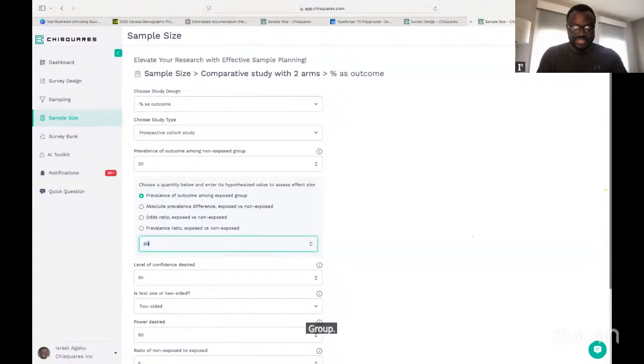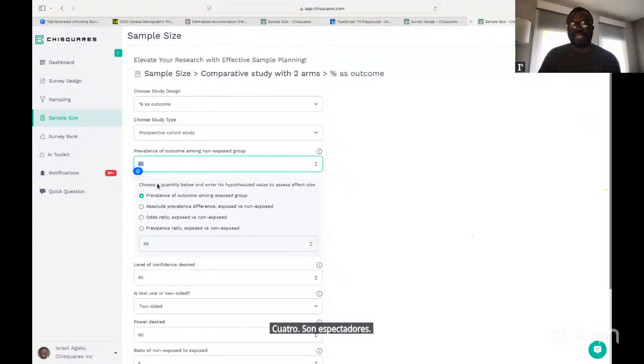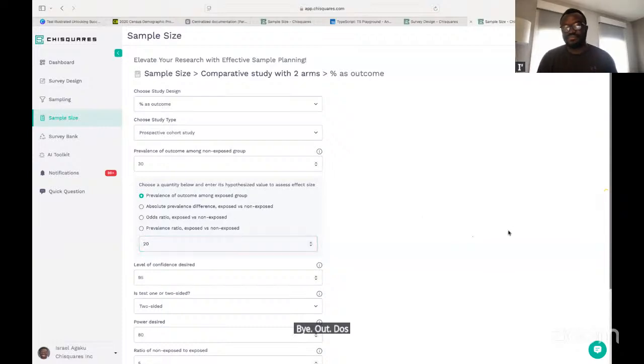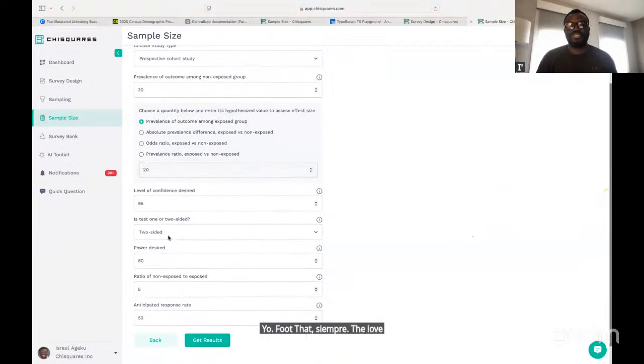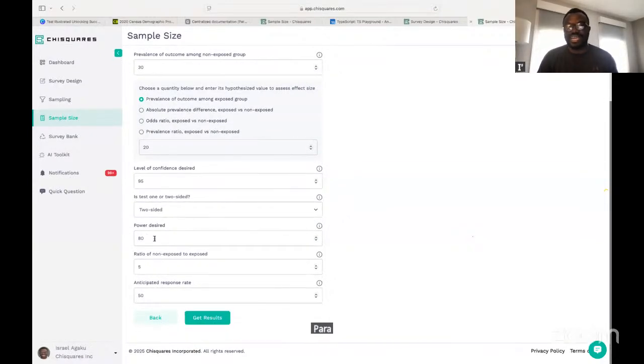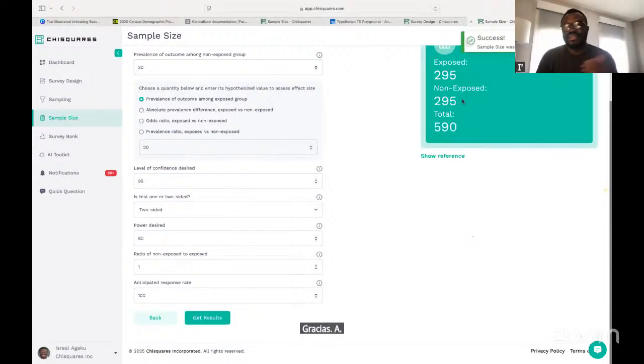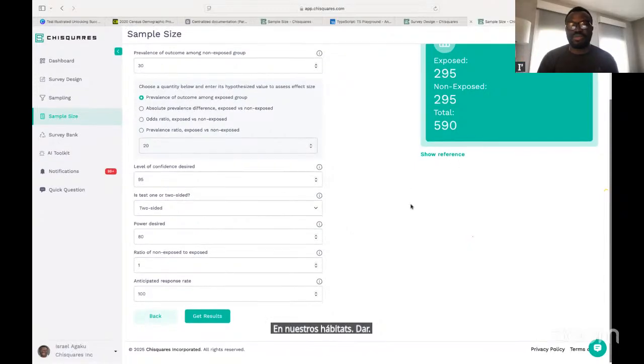Let's say it's like 30%. So you're trying to see what percentage of rodents, for example, have some disease. You expect that in the first habitat, 30% of them have the disease, and you expect that percentage will be lower by 10%, so maybe 20% of those in the other habitat have that same disease. You put those values there. The level of confidence, you put that. It's 2-sided. The power desired is 80. The ratio of non-exposed to exposed, maybe you want 1 to 1. And the response rate is 100%, because you are catching them wherever they are. And then that tells you that you need 295 rodents in the one habitat and 295 in the second habitat, right? That is what you will need to be able to detect the difference.